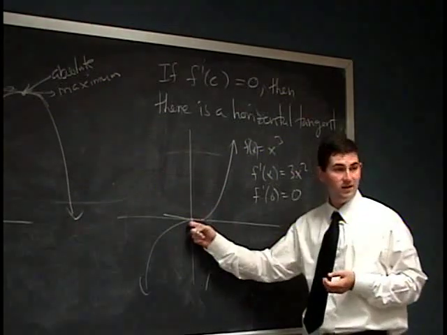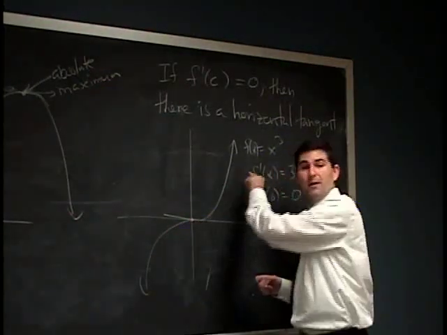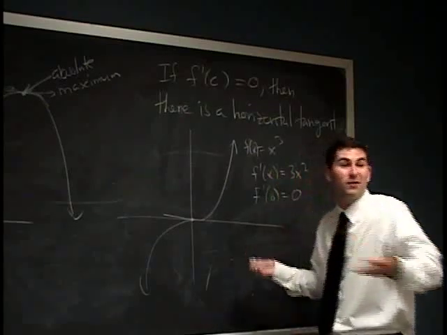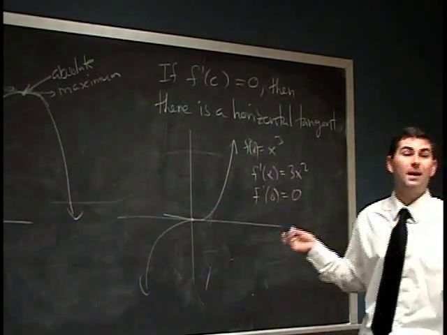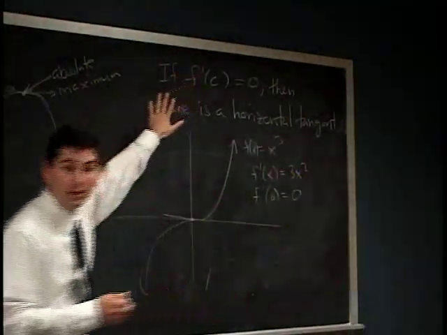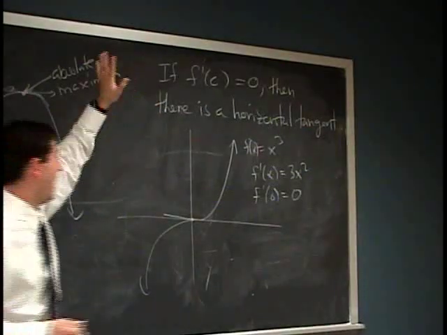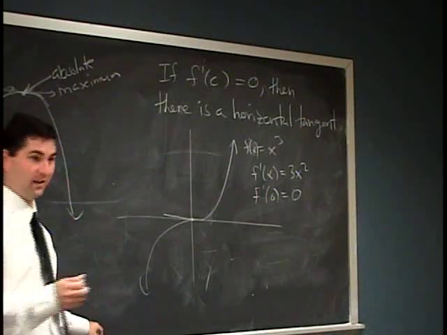Is it a local max or min? No, right? Since if you go to the left, it goes down. If you go to the right, it goes up. So it's not the highest or the lowest of the points in its neighborhood. It's kind of a middle student, like I was. So this doesn't guarantee that you have a local max or a local min. What will guarantee it, though?